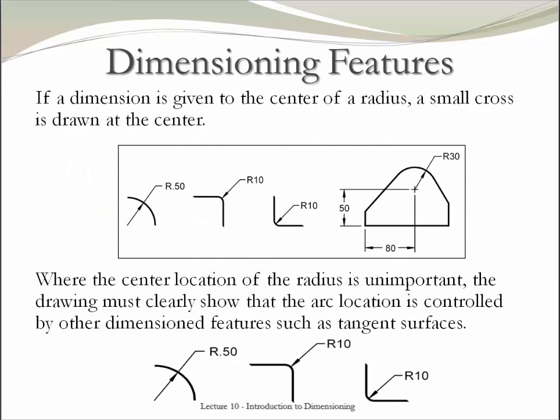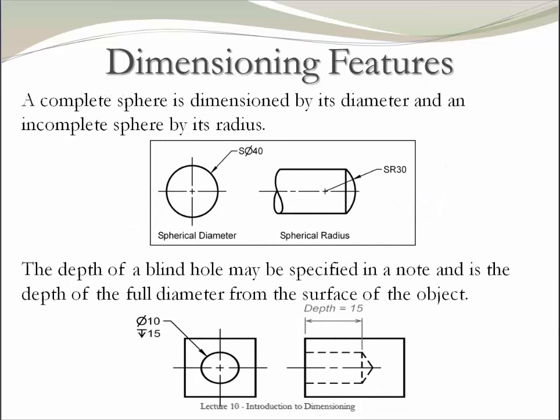If you're dimensioning a curve or a fillet, you may do so using any of the ways shown here. If the location of the radius is important for your feature, a cross must be drawn at the center of the radius. If you are dimensioning a spherical component, you need to define using a diameter if it is complete or radius if it's incomplete.